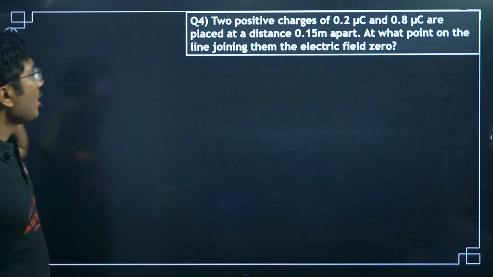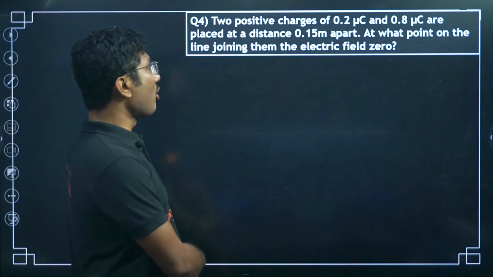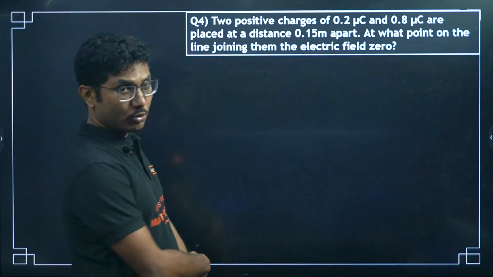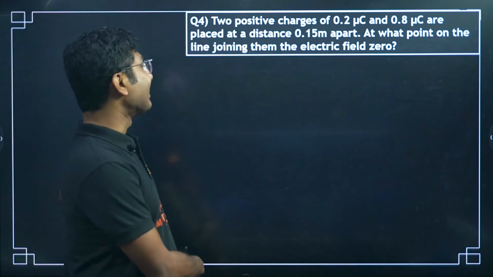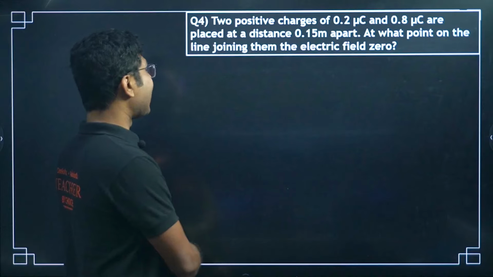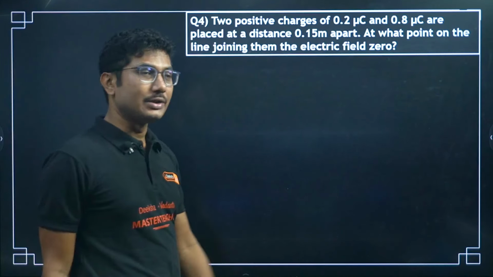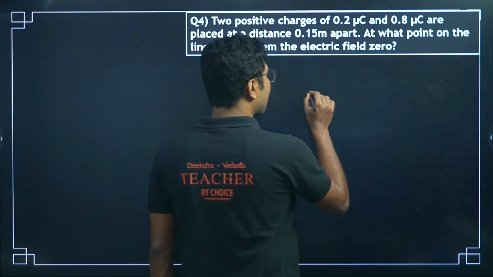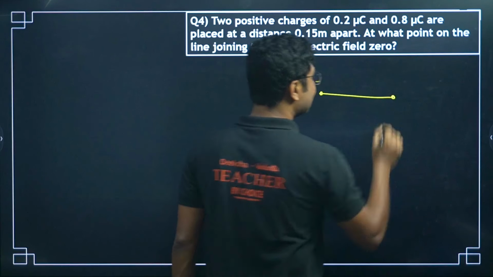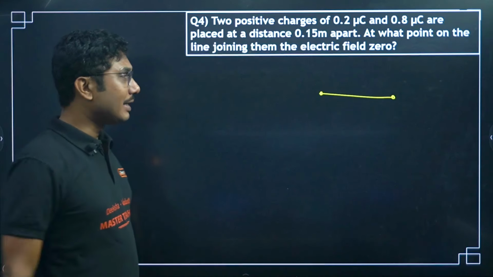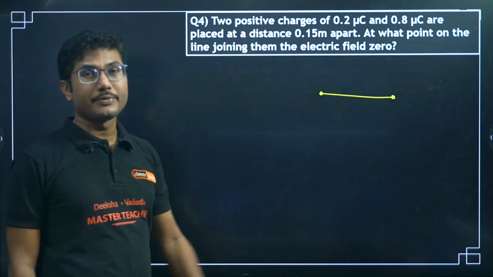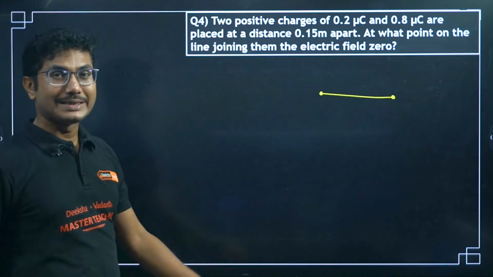Next question, two positive charges of 0.2 microcoulomb and 0.8 microcoulomb, both are positive, are placed at a distance 0.15 meter apart. At what point on the line joining them is the electric field 0? Now, this I am solving by the most common method. If you remember, there is a formula. If you want to solve it in a competitive exam, you have to save time and you can use the formula to solve it, but here we will use the basic fundamentals.